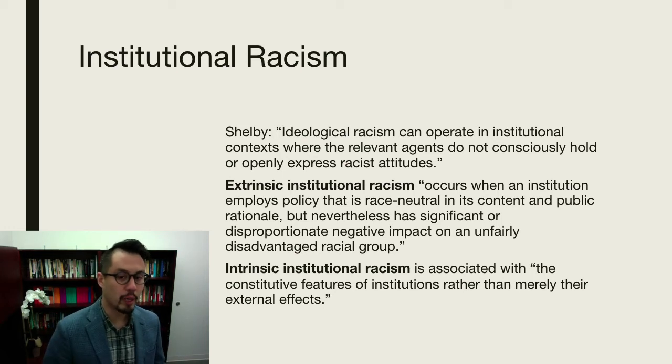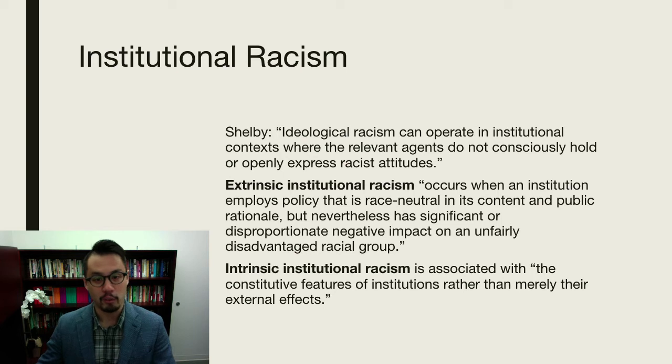Intrinsic institutional racism, on the other hand, is associated with the constitutive features of institutions rather than merely their external effects or consequences. So the stated or implicit goal of the institution may serve racist goals, right? So the content of the institution's rules and practices may also contain racial biases, or good rules can sometimes also be misapplied in a racist way.